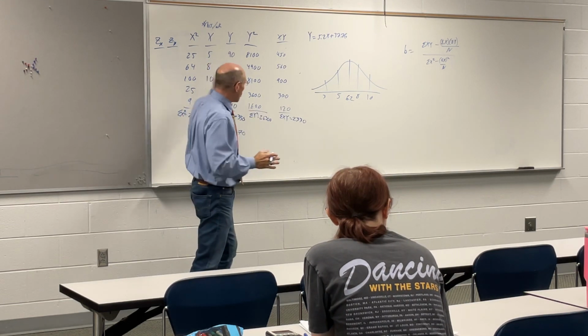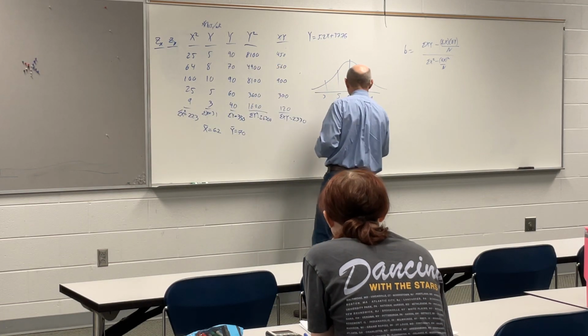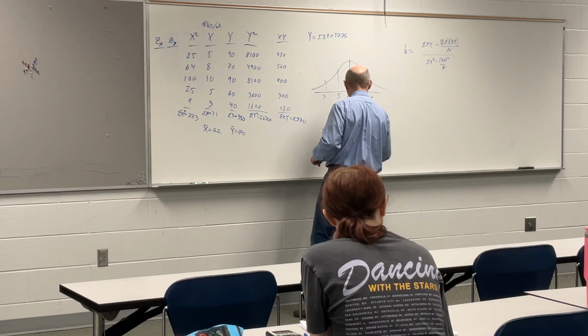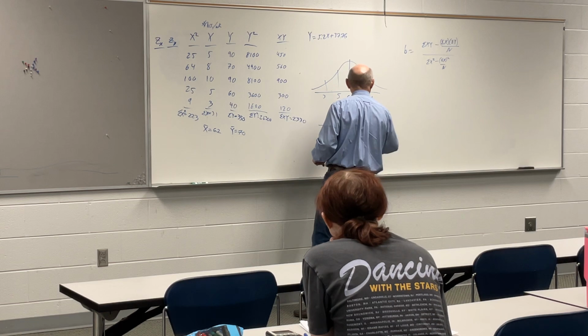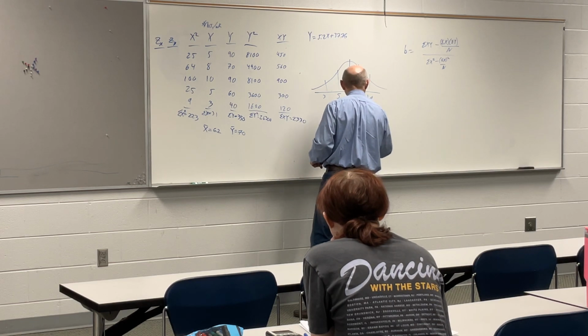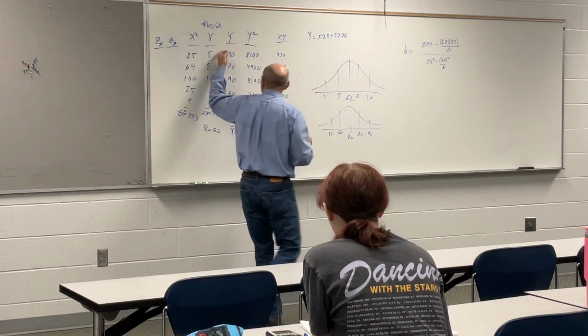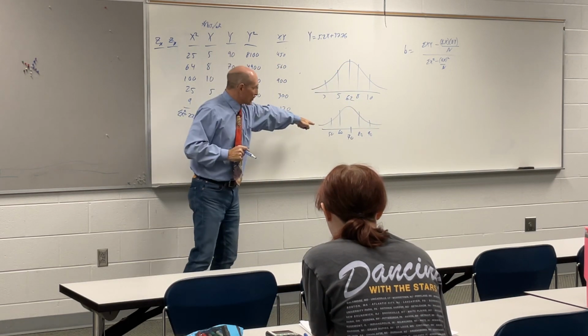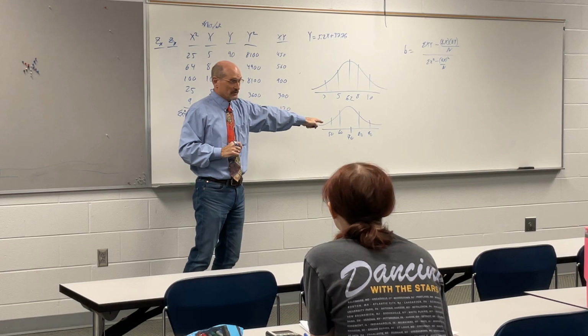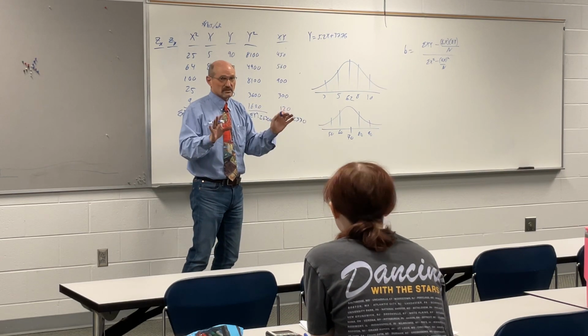I can do the same thing for the Y scores. I can have a Z distribution where the average is a 70. Somewhere up here there's a 90, somewhere here there's an 80, somewhere down here there's a 60, somewhere down here there's a 50. And I can convert these scores into Z scores as well. Does that make sense?